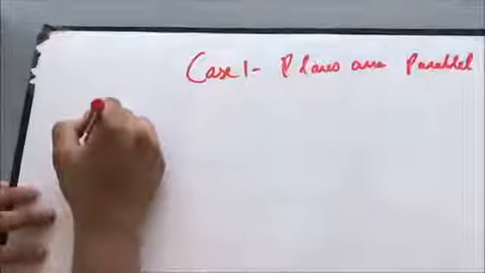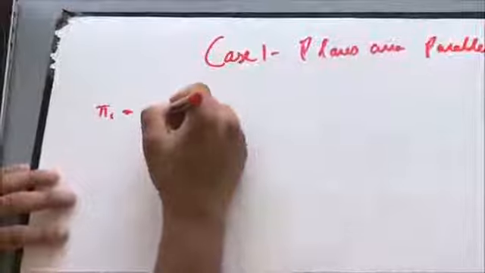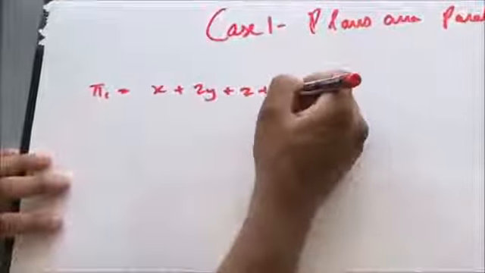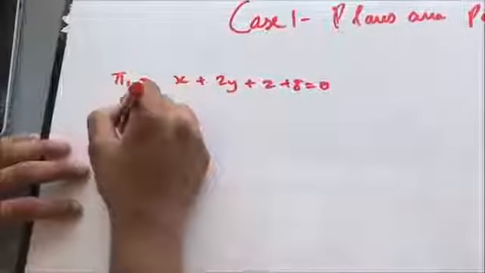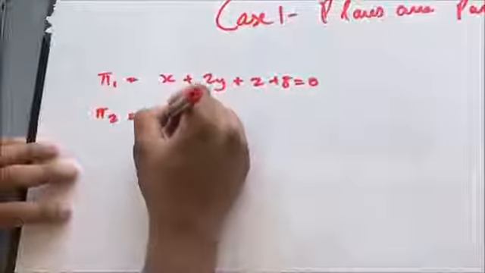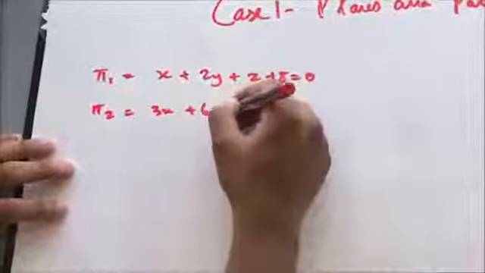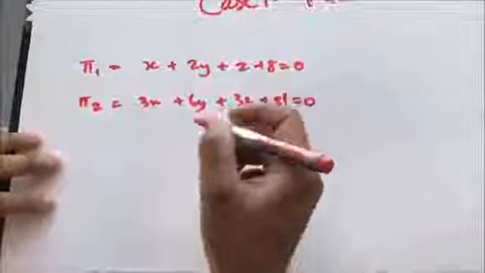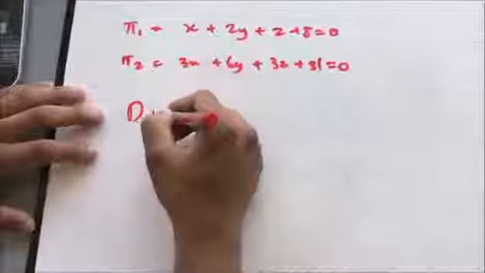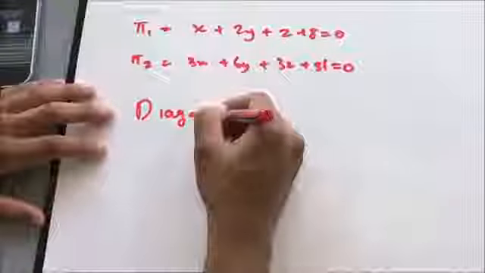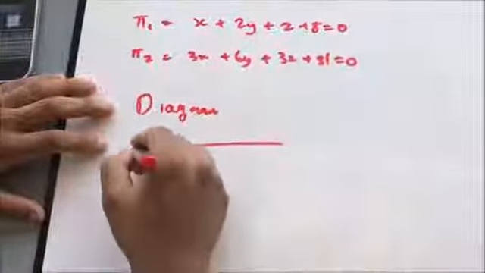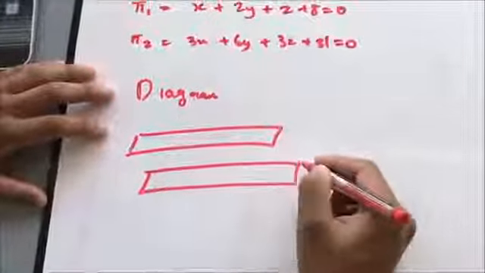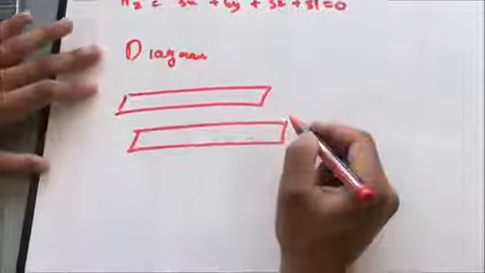So let's look at equation 1. Equation 1 of plane 1 would be x plus 2y plus z plus 8 equals 0. Equation of the second plane is 3x plus 6y plus 3z plus 31 equals 0. So let's look at a diagram of the situation. Plane 1 would be something like this, and this would be plane 2, right? We can see how they're parallel.